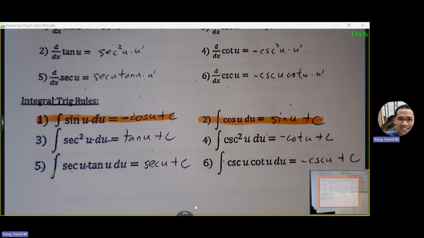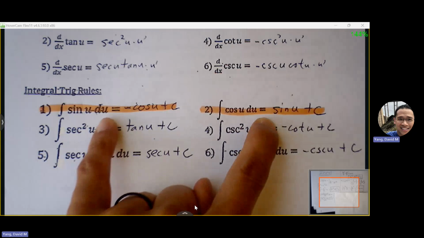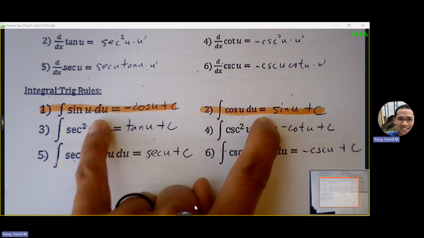Because we're working backwards from the derivative rules. So these tend to give students a little bit more trouble because of the derivative process that we've learned to begin with. Okay, so just be aware of that.